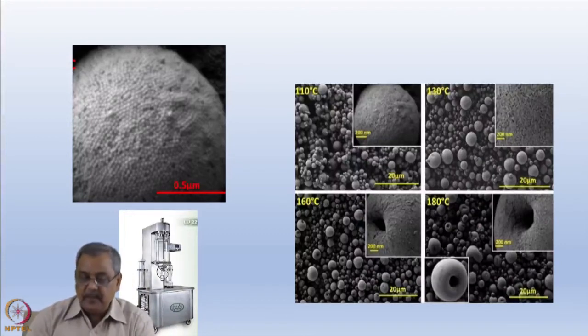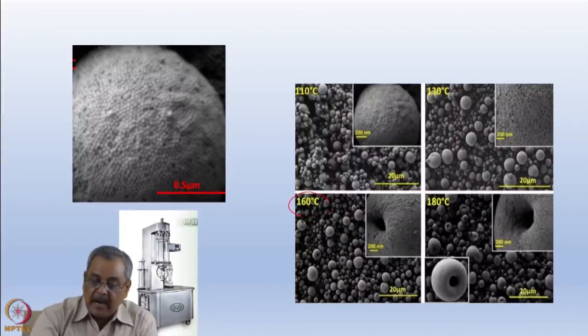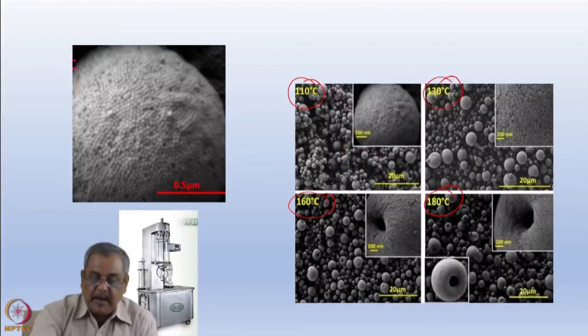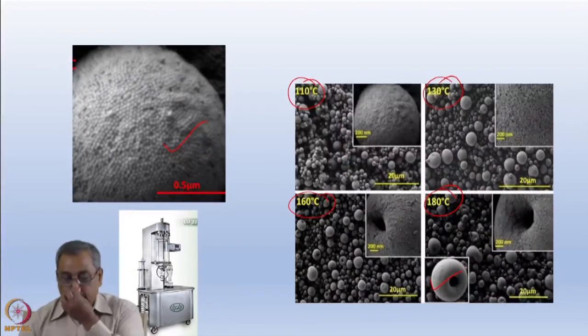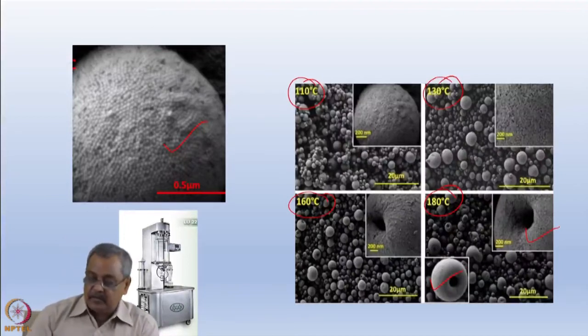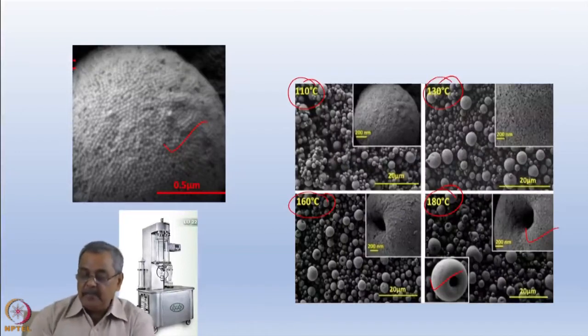But you can see, depending on the drying temperature, you get various structures, from spherical, you can get something like a toroidal structure. You will get even more interesting structures, I will come to it shortly. So depending on the heating, you can tune the structure of this assembly of nanoparticles.